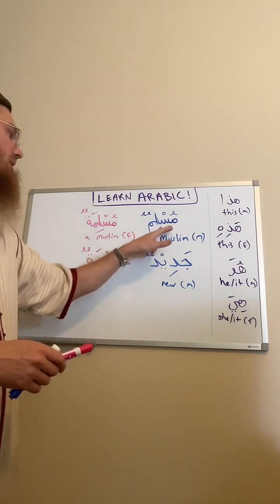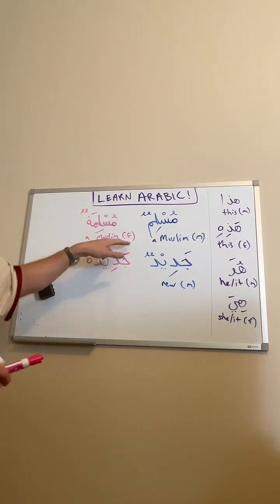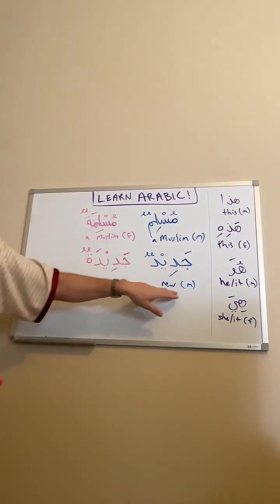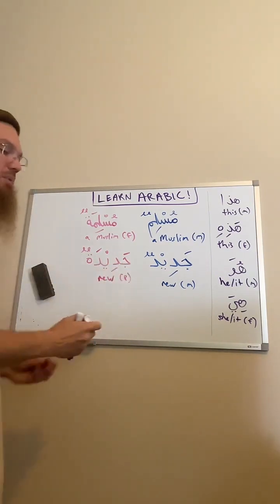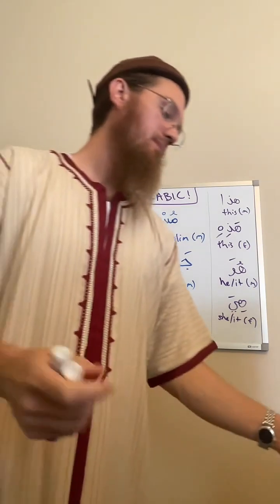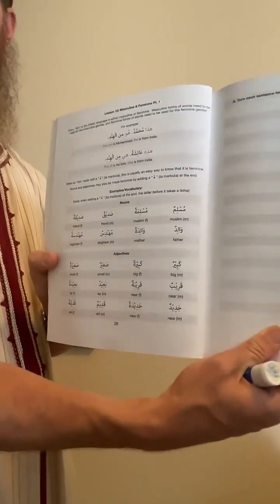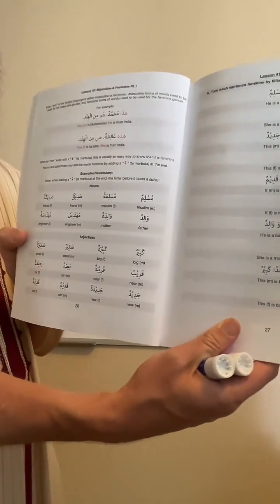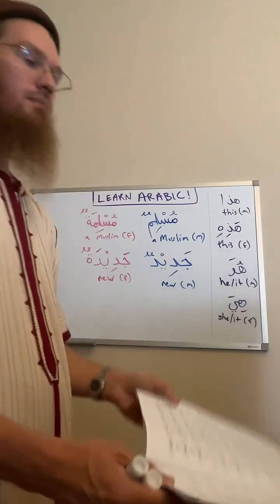Okay? Muslim, a Muslim male. Muslima, a Muslim female. Jadid, new masculine. Jadida, new feminine. Right? And in the book, I give a bunch of examples that you would want to memorize. Okay? You'd be expected to memorize the list of vocabulary, and then you have exercises.